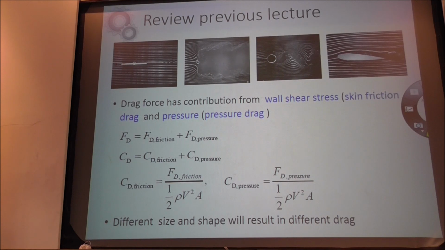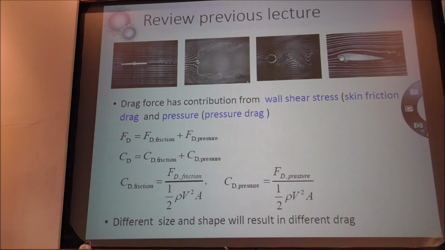Okay, so I have shown you this yesterday. When you have a parallel plate like this, most of the contribution is due to the friction. If you have the normal perpendicular like this, the contribution is due to the pressure. If you have a cylinder or a streamlined body, then it is both.